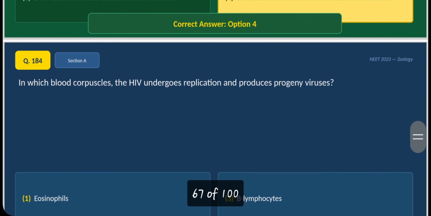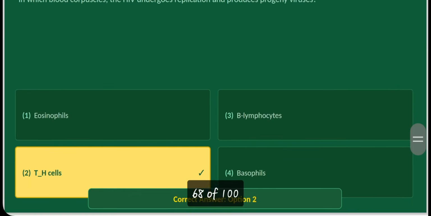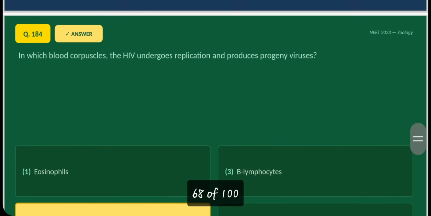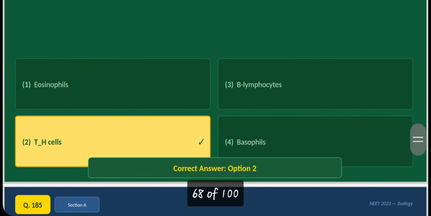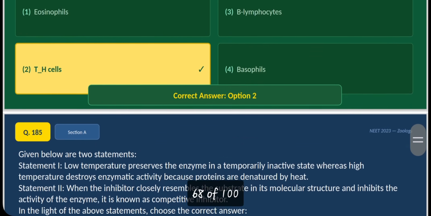In which blood corpuscles does the HIV undergo replication and produce progeny viruses? It is usually in which blood corpuscle? The answer for this is T helper cells. The HIV undergoes replication, it's not in eosinophils or B lymphocytes or basophils. It's in T helper cells, where they undergo replication and produce the progeny viruses.